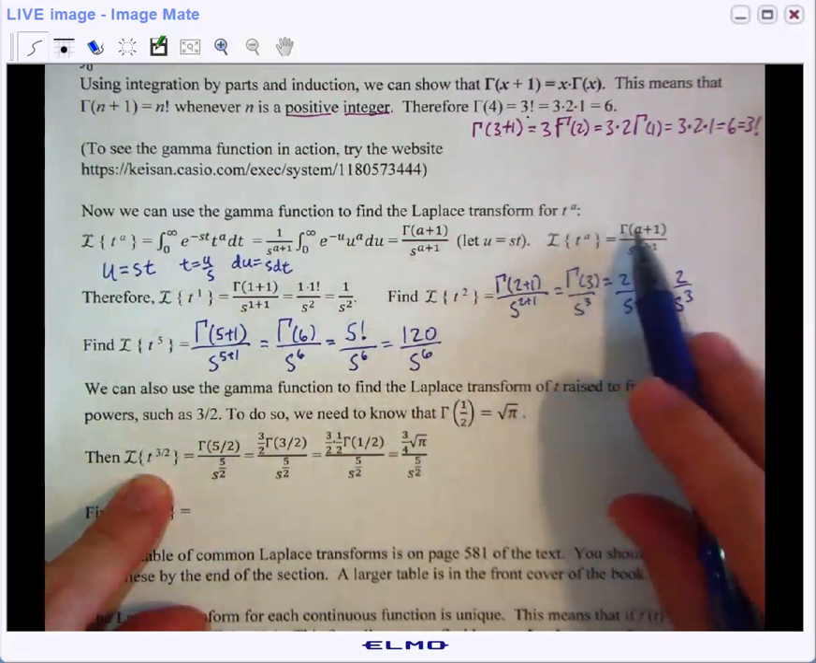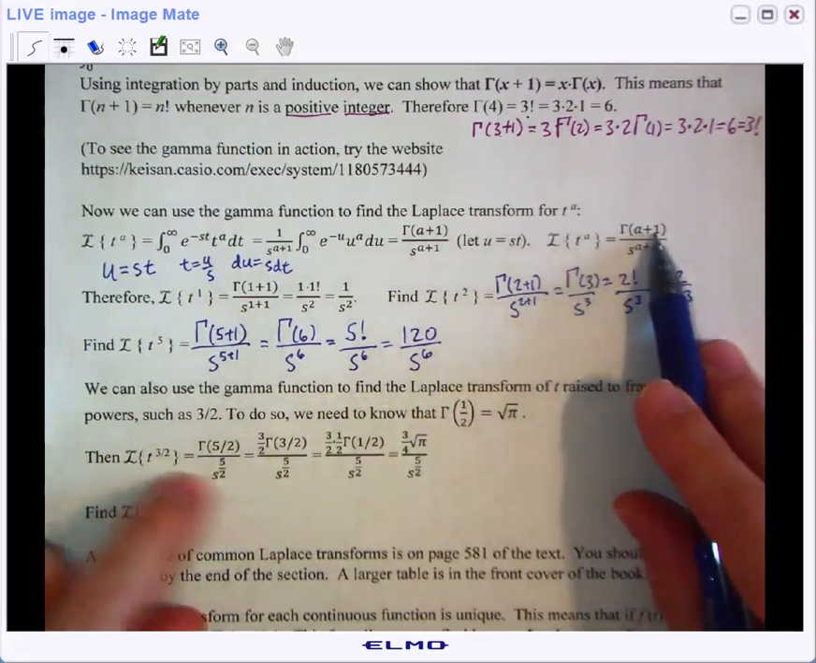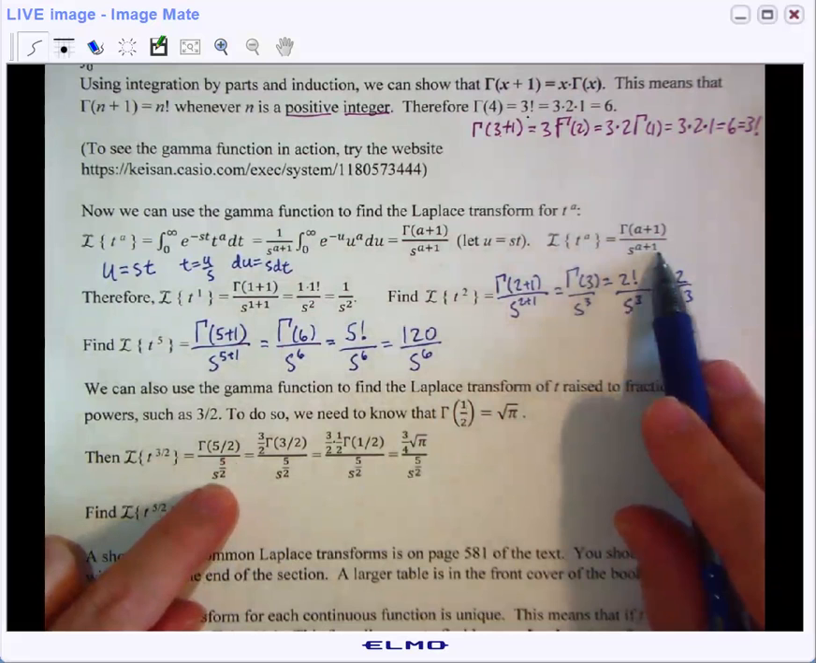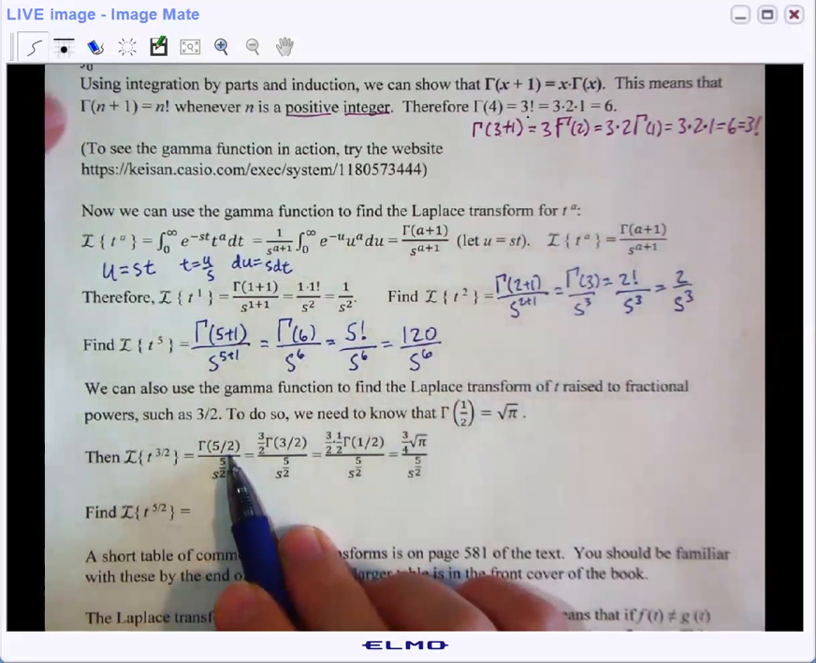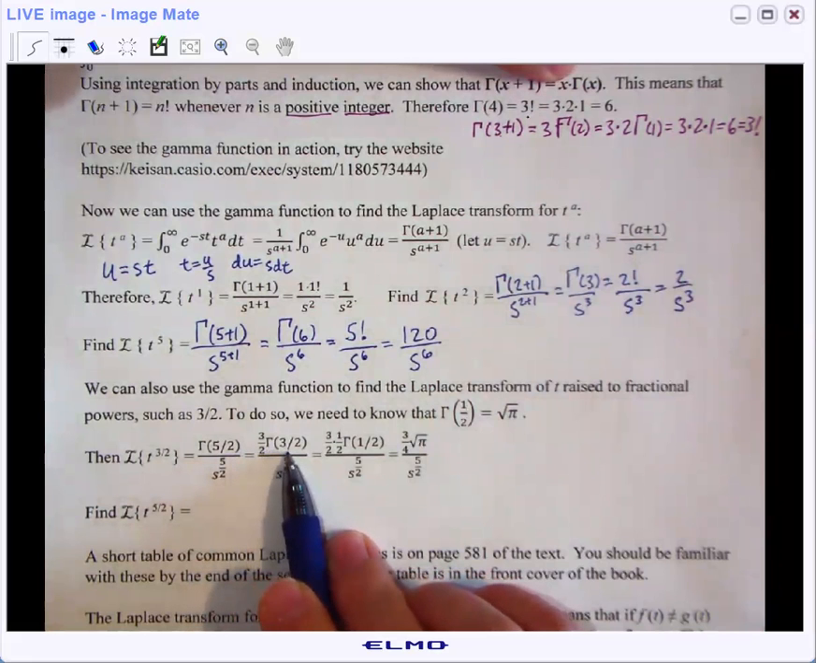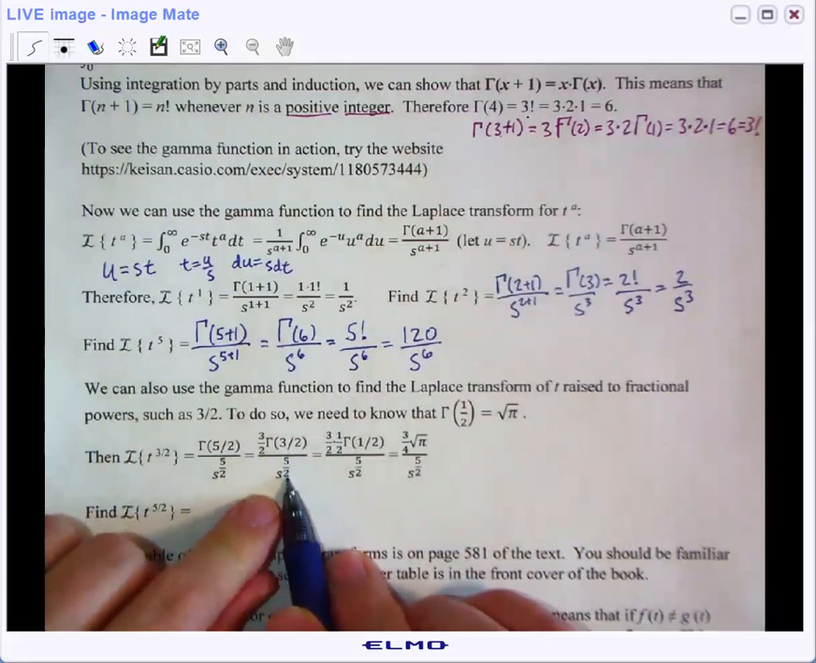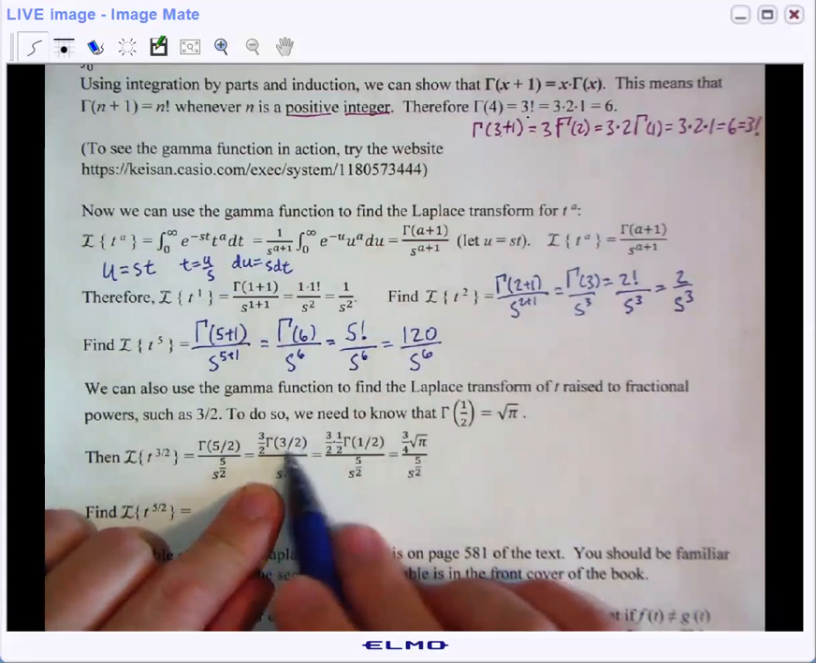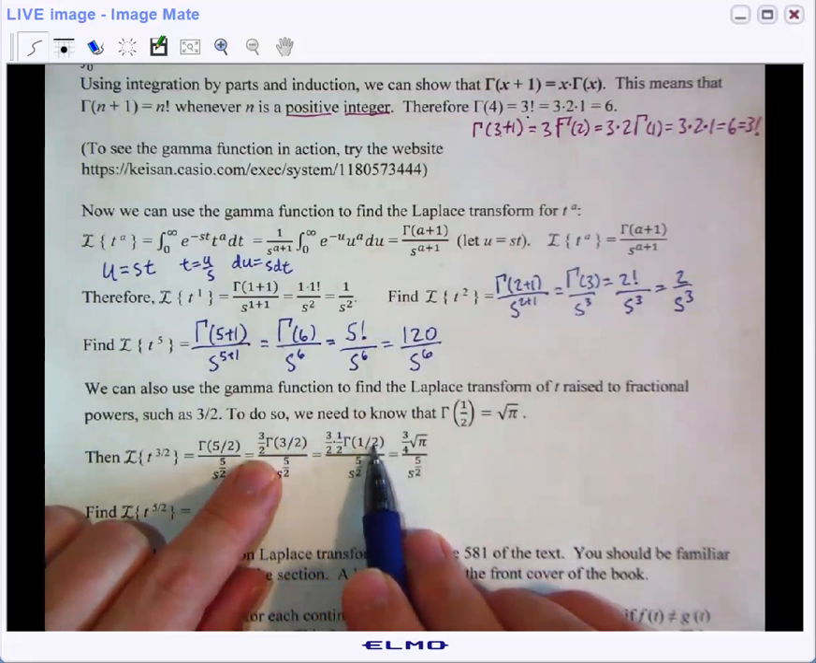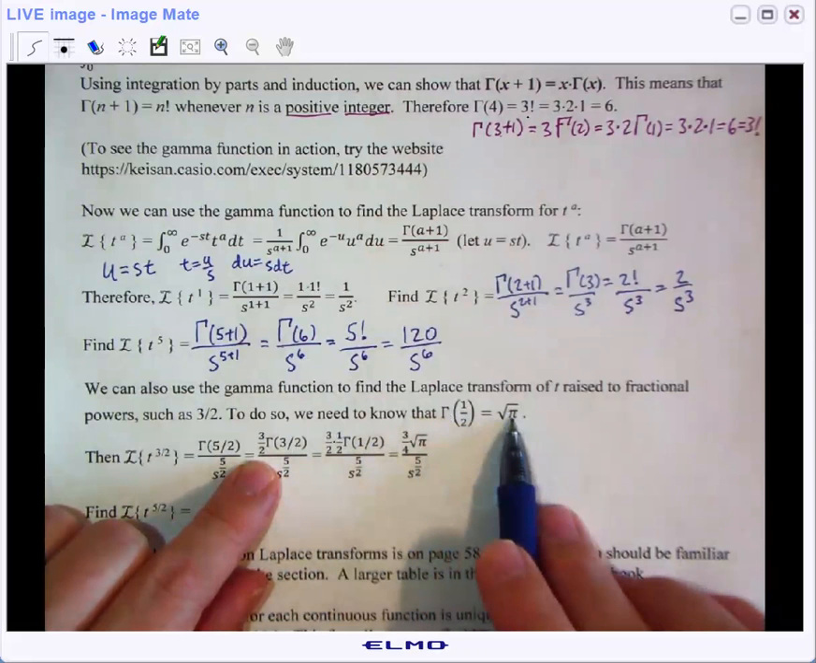Well, to do that, we're going to do gamma of 3/2 plus 1, which is 5/2, over s to the 3/2 plus 1, which is 5/2. And remembering our relationship on the gamma function, we're going to get that gamma of 5/2 is going to be 3/2 times gamma of 3/2, and it's still over s to the 5/2 power. Doing it again, gamma of 3/2 is going to be 1/2 gamma of 1/2. And we know that gamma of 1/2 is the square root of pi.